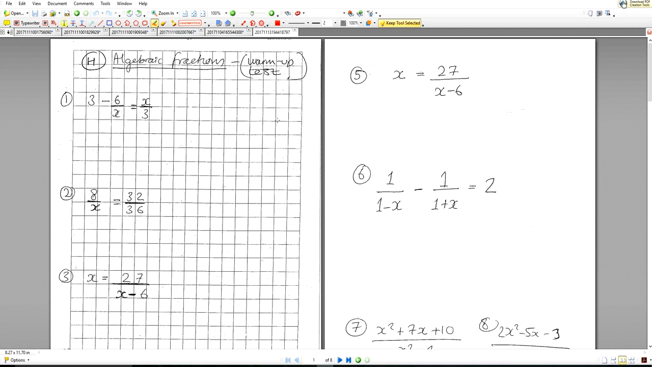Okay, welcome back, folks. This is algebraic fractions homework. I'm going to be recapping today. It's also a test as well. Good little test. So you have 3 minus 6 over x equals x over 3.